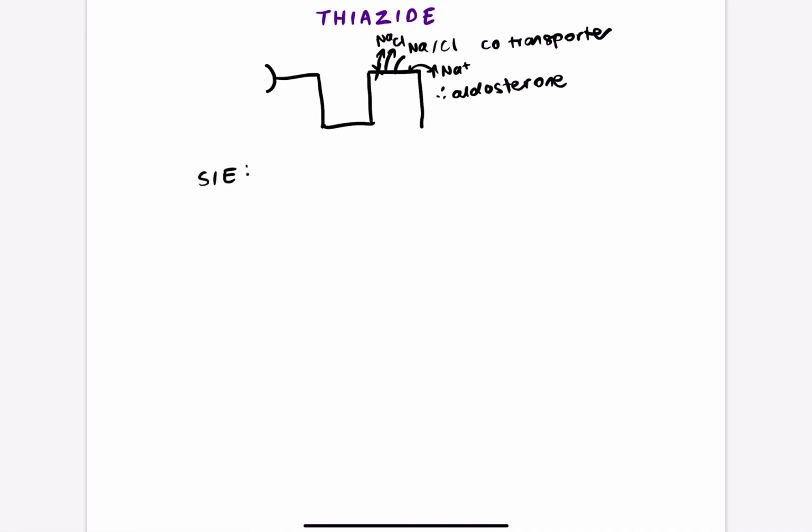And one of the side effects of this medication is hypokalemia, conversely to your ACE inhibitors and your angiotensin receptor blockers. Now, one of the other major side effects of this drug is it can also cause a metabolic alkalosis.